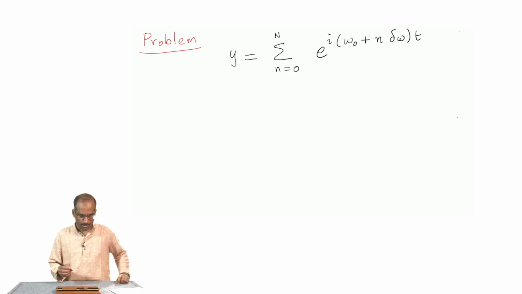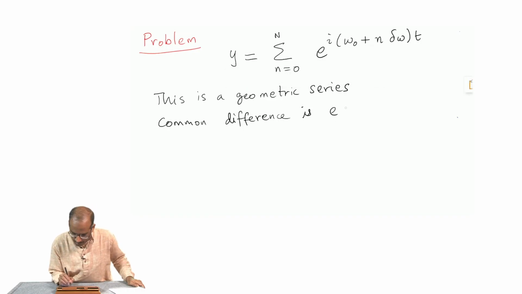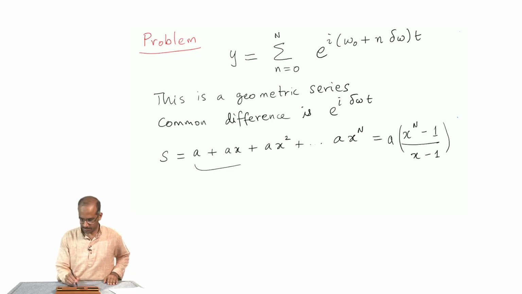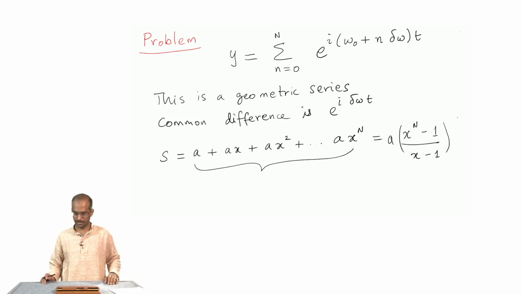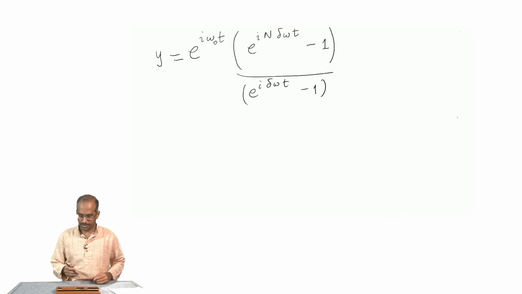Geometric series, and the common difference is e power i delta omega into t. So, what I have here is the standard geometric series, and of course, this is a result which can be obtained from a very simple consideration. So, I am not going to derive that result. We are going to use this result for the sum to n terms of a geometric series. I have written the result of the summation using the formula for n terms of a geometric series.